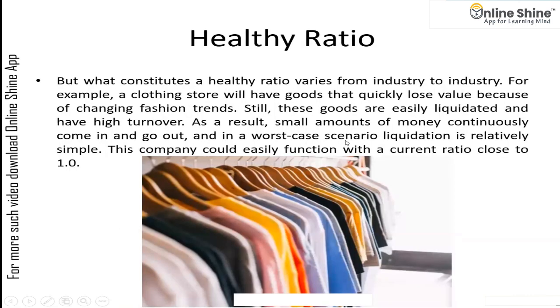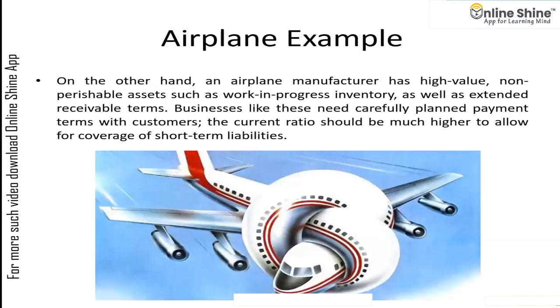After understanding this, let us understand what a basic healthy ratio can be. But what constitutes a healthy ratio varies from industry to industry. For example, a clothing store will have goods that quickly lose value because of changing fashion trends. Still, these goods are easily liquidated and have high turnover. As a result, small amounts of money continuously come in and go out. So basically, this business will be like that, and easily the current ratio will be close to 1.